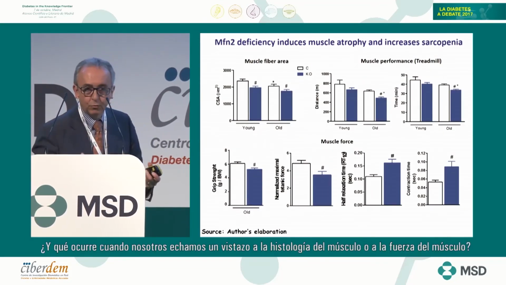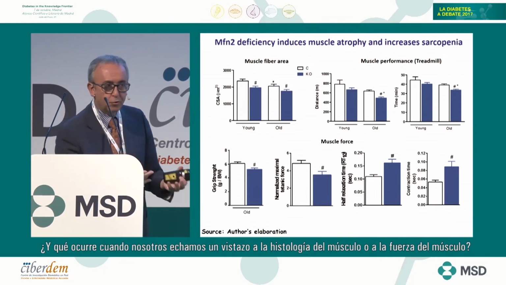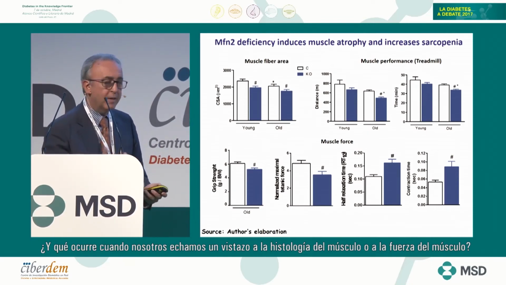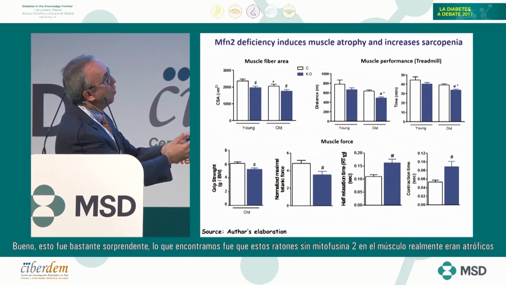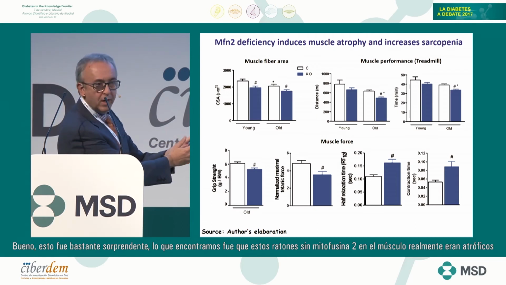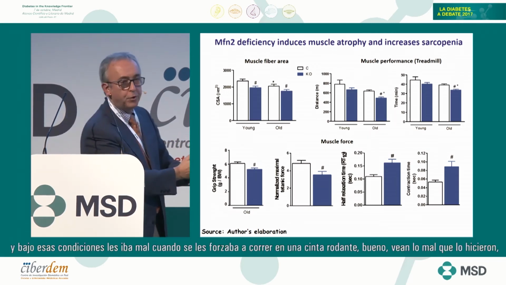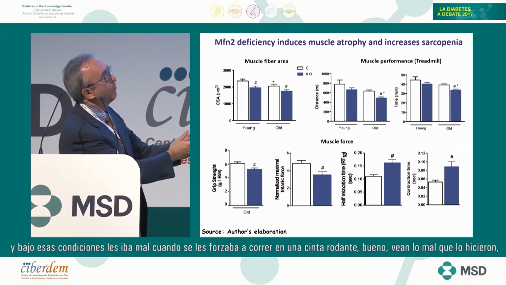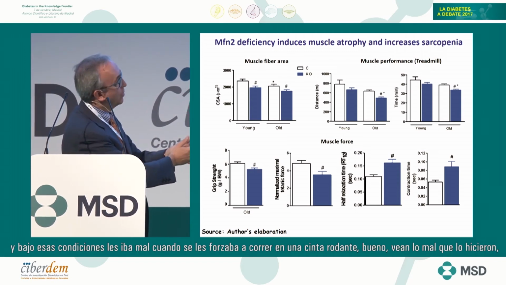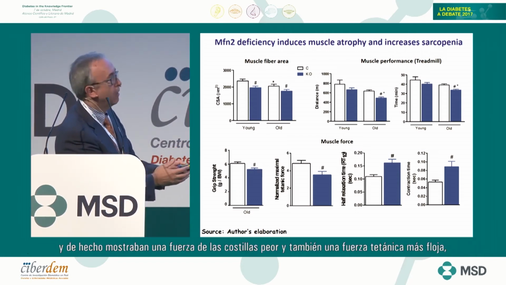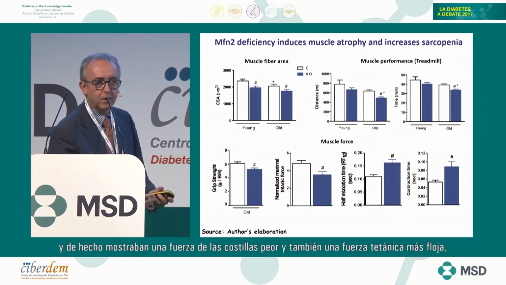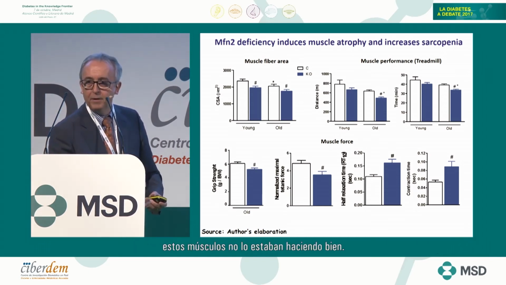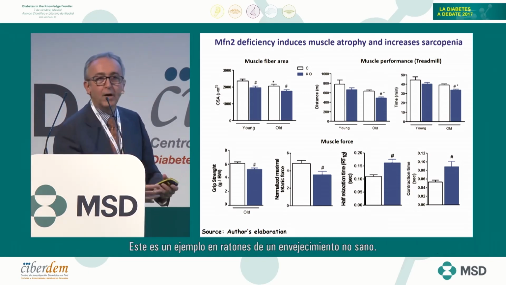What happened when we took a look at muscle histology or muscle force? Well, that was very surprising. What we found was that these mice with no mitofusin 2 in muscle were really atrophic. Under those conditions, they did poorly when they were forced to run on a treadmill. So look at how bad they did. In fact, they show lower grip strength, and they show lower normalized maximal tetanic force. So these muscles were not doing well. This is an example in mice of unhealthy aging.